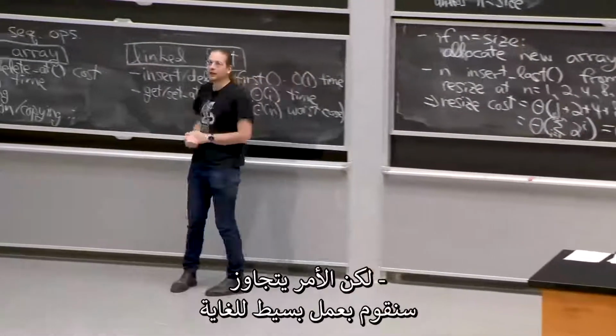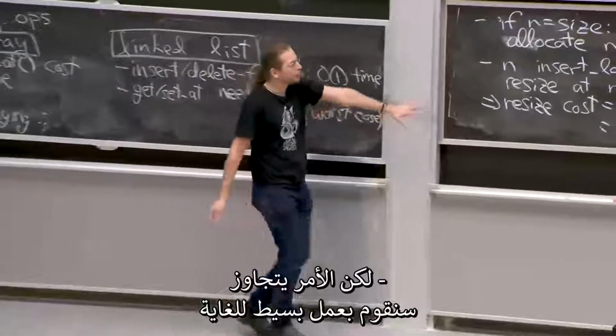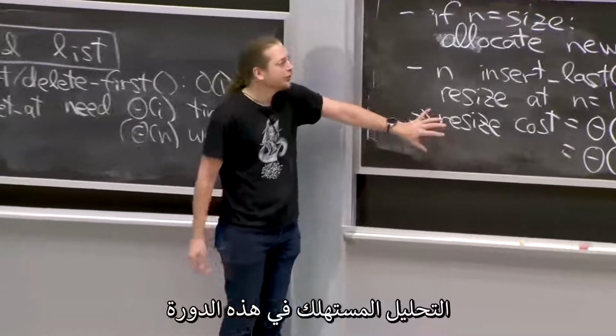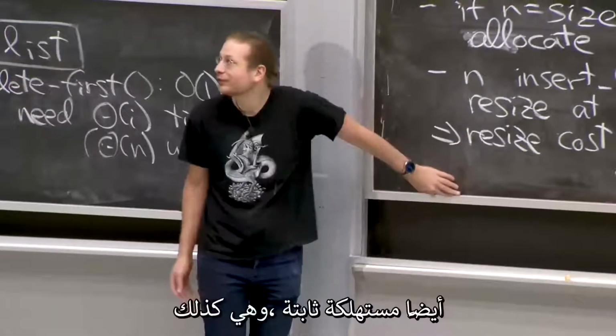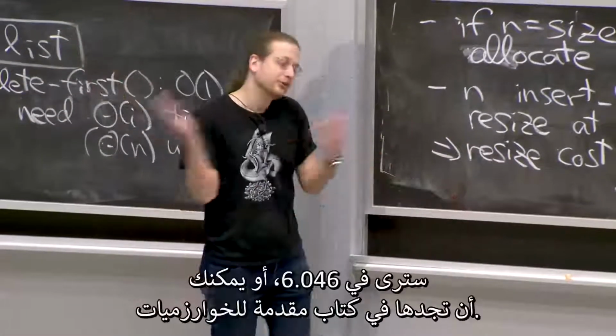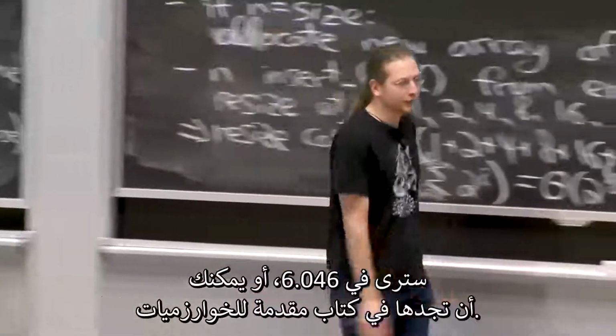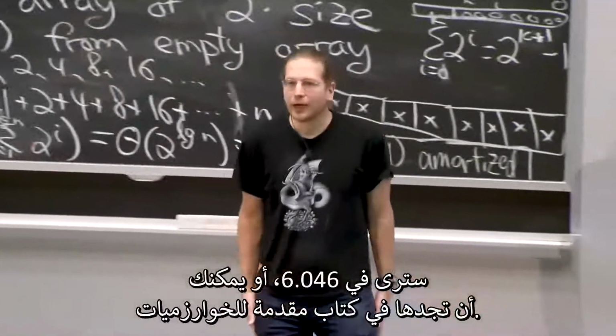We're only going to do very simple amortized analysis in this class to prove that that algorithm is also constant amortized, which it is. You'll see in 046, or you can find it in the CLRS book. That's it for today.